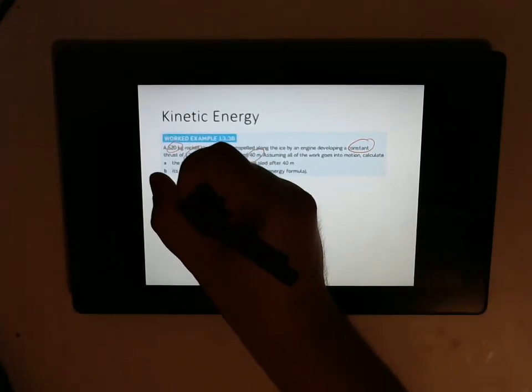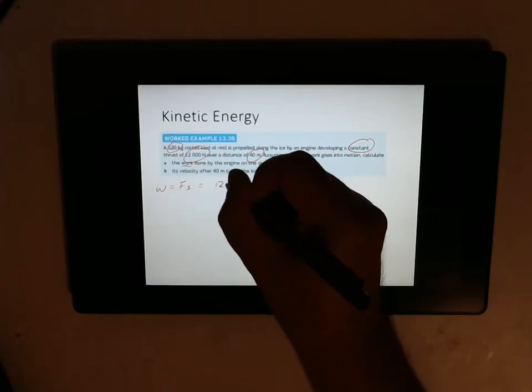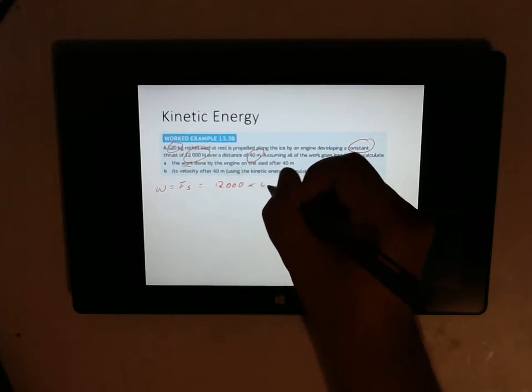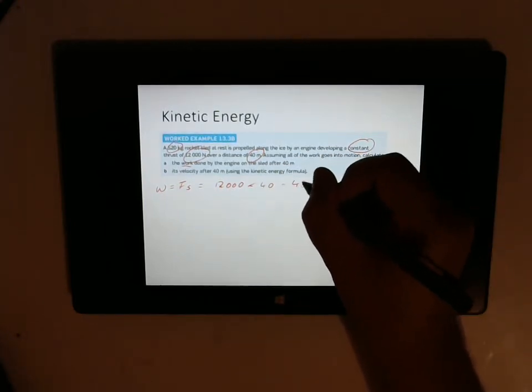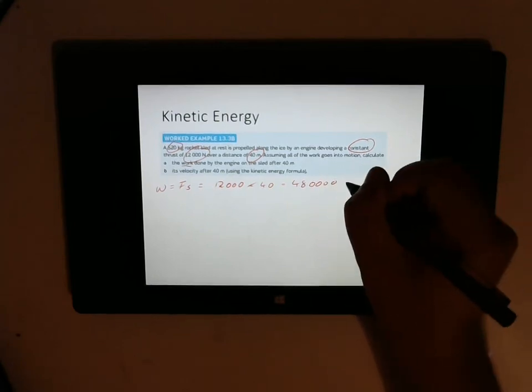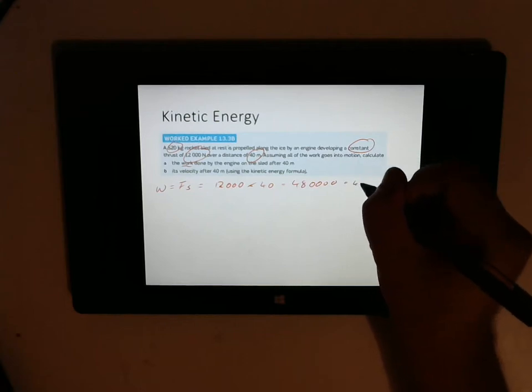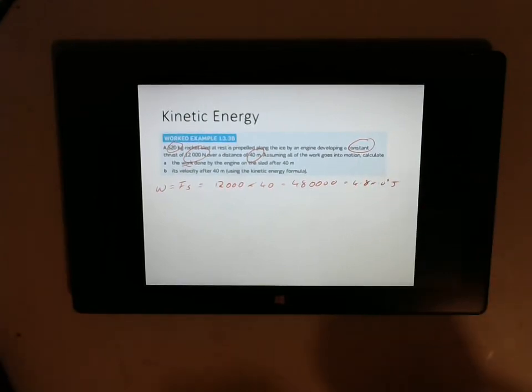So our work will just equal F s, which equals 12,000 times 40, which equals 480,000, which is 4.8 times 10 to the 5 joules.